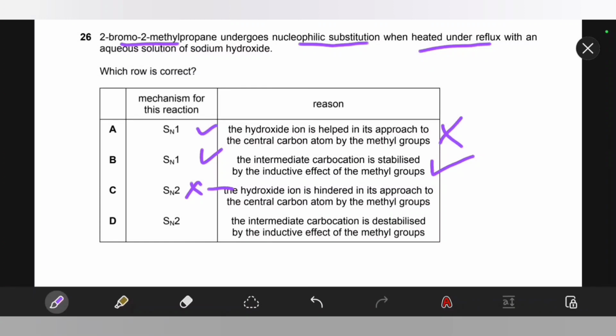So in primary haloalkanes, there are not many methyl groups, so this statement is not true for SN2. If it was mentioned for SN1, it might have been an answer. The intermediate carbocation is destabilized by the inductive effect of methyl groups. That's not true. It is stabilized, not destabilized. So the answer is B.